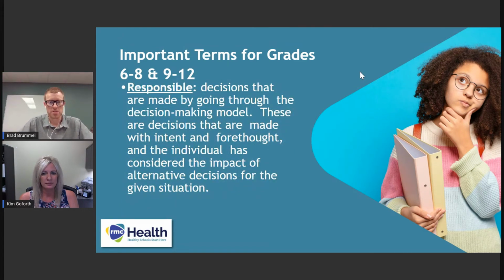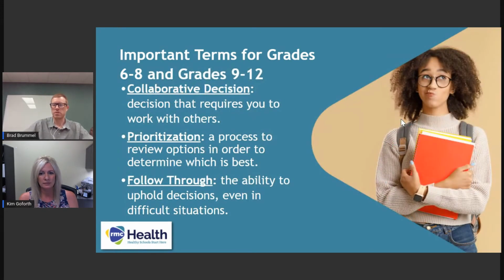A responsible decision. Okay, let's break down what a responsible decision looks like, and we're probably going to do that by modeling the decision making. But these are decisions that are made with intent. We've considered the impact, we've looked at alternative decisions, and we're also looking at the impact of what it has on people around us. And then these last three here, what a collaborative decision is.